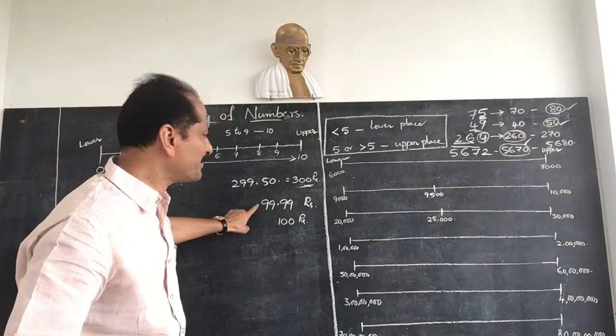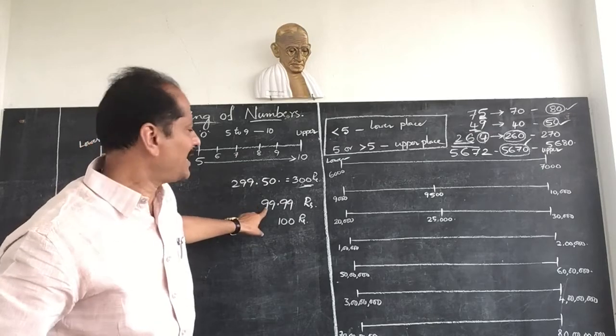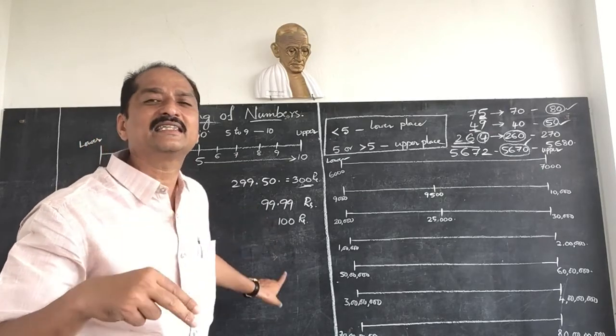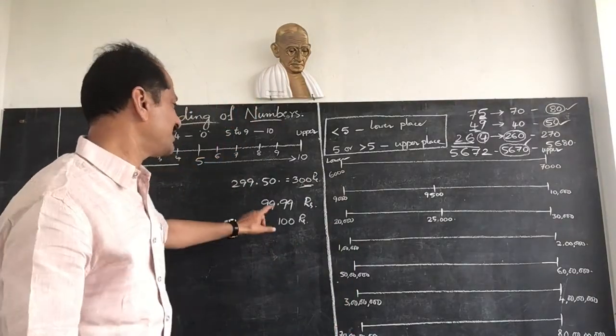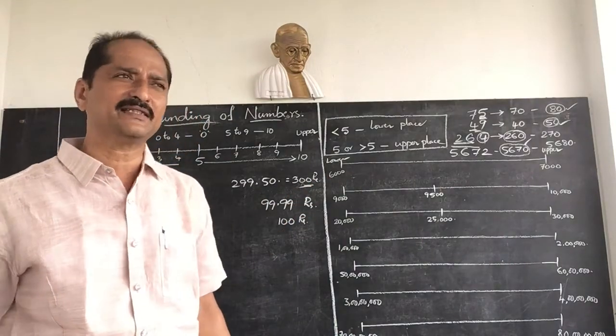Our cost of chappals is 99.99 rupees. But how much have we paid? 100 rupees we have paid. Will you ask for 1 paisa? That is nothing but rounding off numbers. So decimals. Here we are getting these in decimals, but now we are telling in tens place, hundreds place.